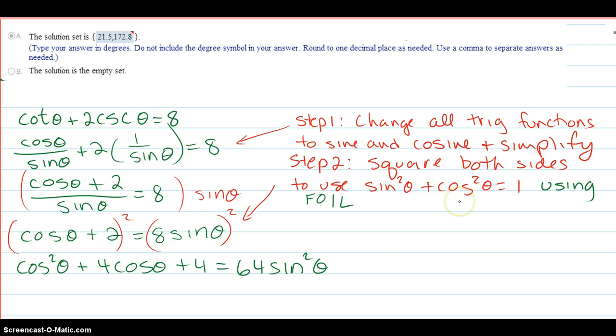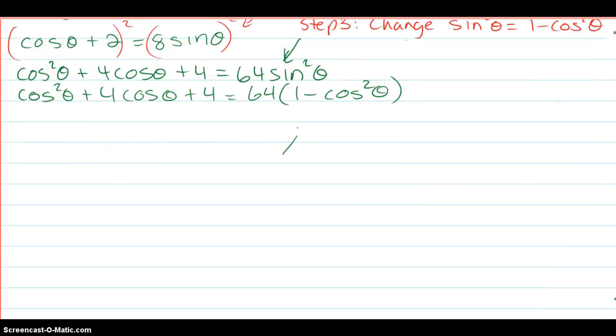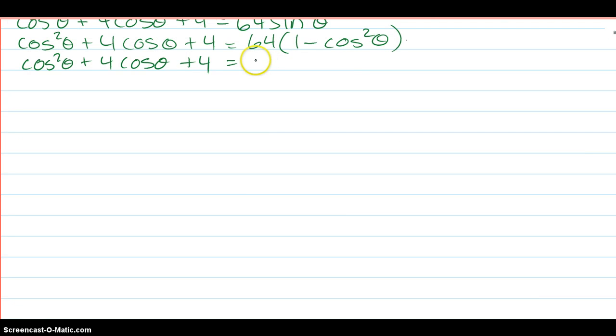So now I can change all to cosine. I'm going to change all to cosine because I have a cosine theta here, and changing sine squared to 1 minus cosine squared would be easier than the other way around. Doing that, the left side would be the same. The right side would be 64, instead of a sine squared, we're going to write 1 minus cosine squared theta. Okay, so that would be what we did there. Let's multiply that out, and you would use the distributive property.